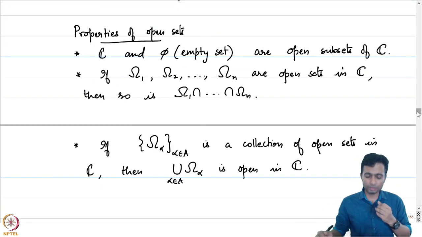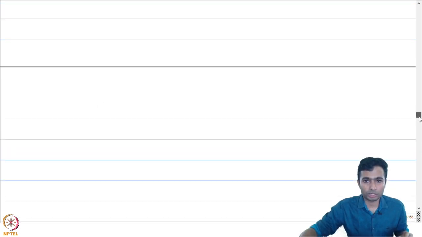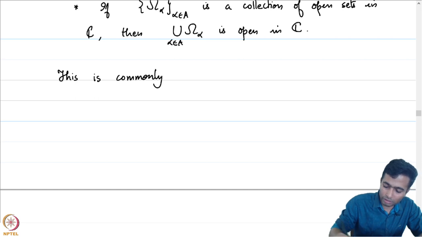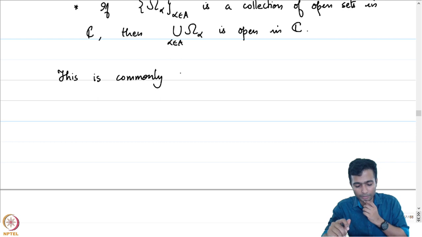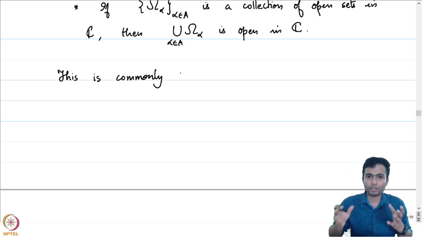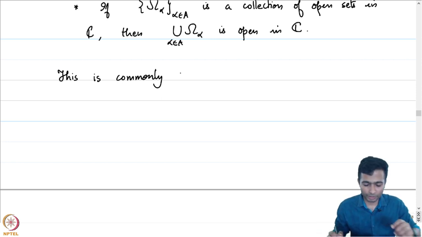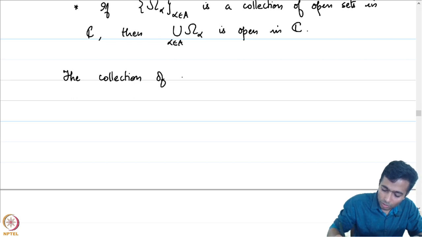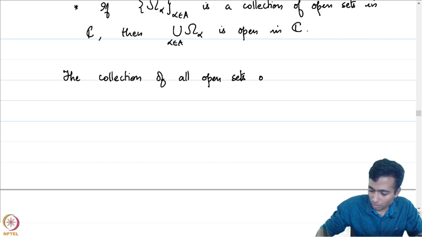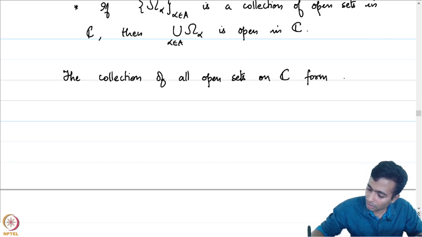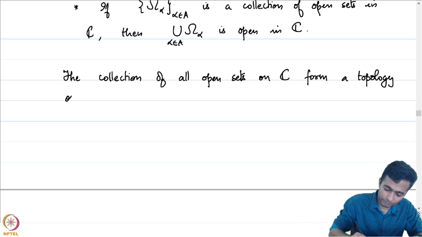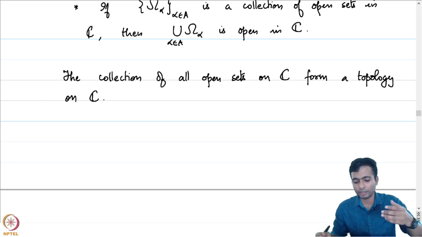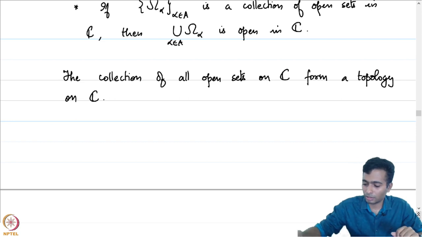And because it's satisfying these conditions, we commonly say that this forms a topology on the complex plane. These conditions are what make the collection of open sets in the complex plane a topology on the complex plane. So let me rephrase it and say that the collection of all open sets on C form what is called a topology on C. Our goal would be to work with this particular topology, meaning the collection of open sets which are defined using this particular metric.